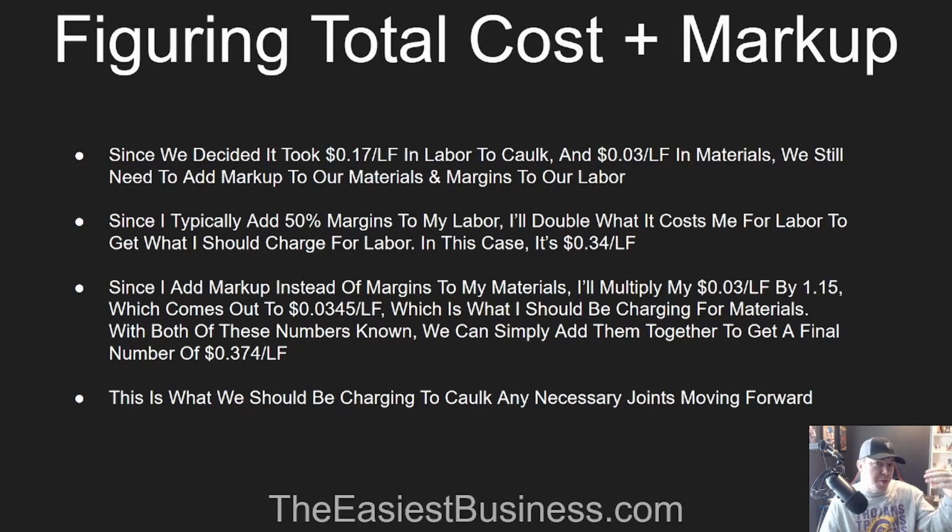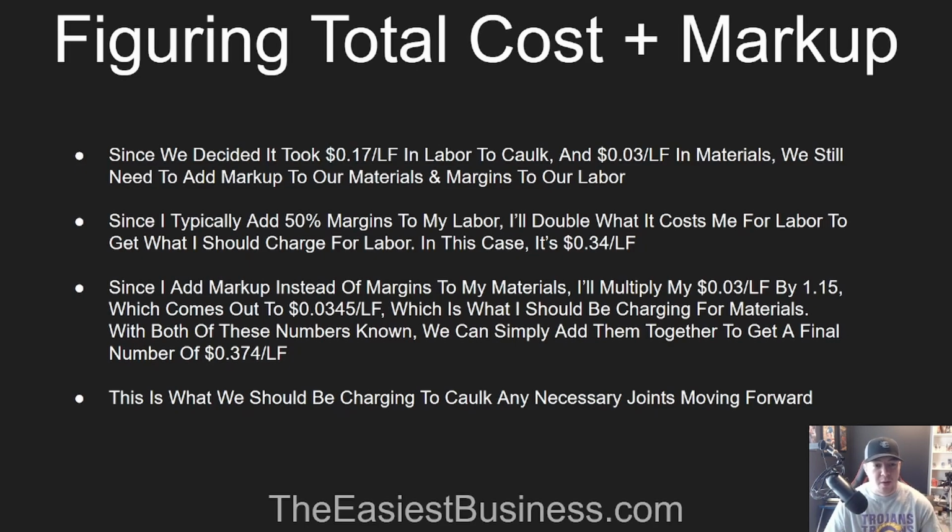So once I know my labor costs and what I need to charge for it with my margins, and then I know my material cost and what I need to charge for it with my markup, I can add my marked up numbers together to give us 37.4 cents a linear foot. And that's exactly what I should be charging to caulk any necessary joints moving forward. So you do the math once and then you're done.